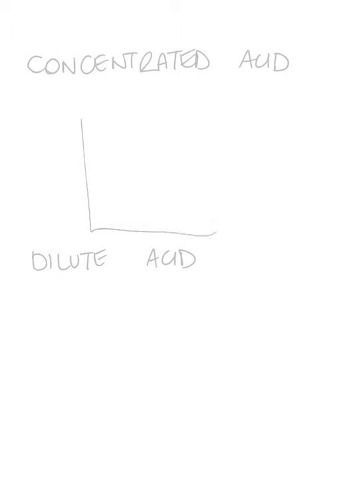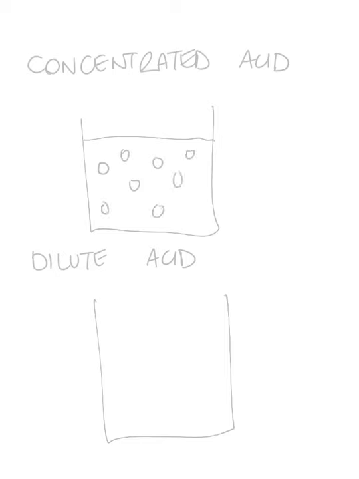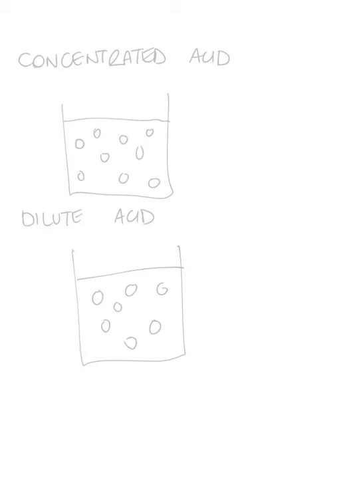So I've got a beaker here, and I've got a beaker here, okay? So a concentrated acid, I'll just draw these, lots of acid particles. This is really, really basic. In a diluted acid, I would have my acid particles, but I would then also have my water particles. Okay, it's been diluted. So the more water you add, the more diluted the acid becomes.